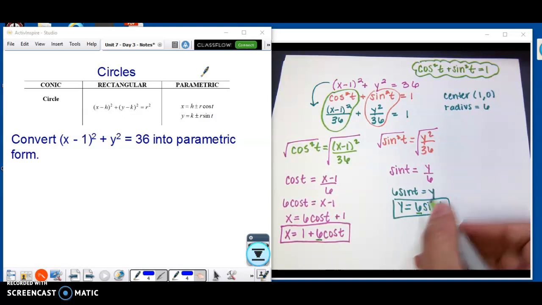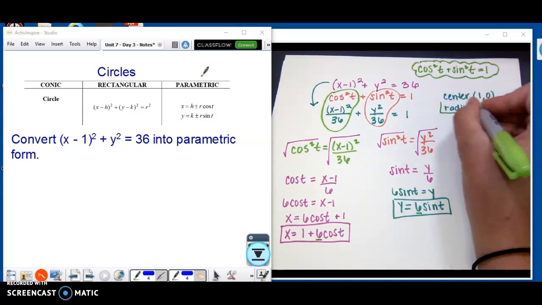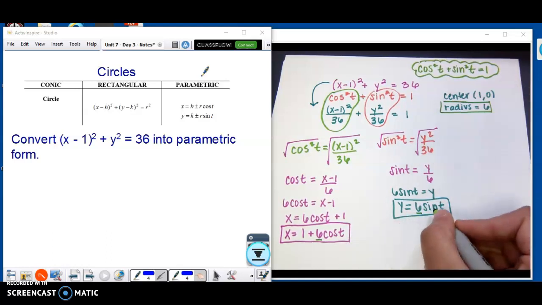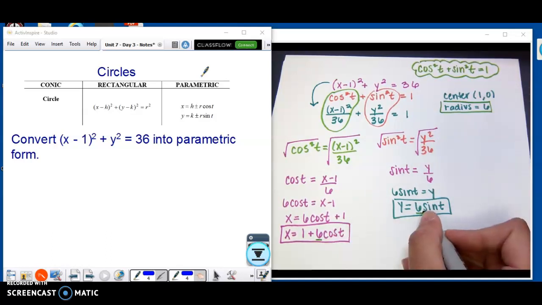Well, where did that 6 come from? Well, the 6 is the radius. So whenever these are written in parametric equations, the radius will be the same number in front of cosine and sine, and that is your radius there.